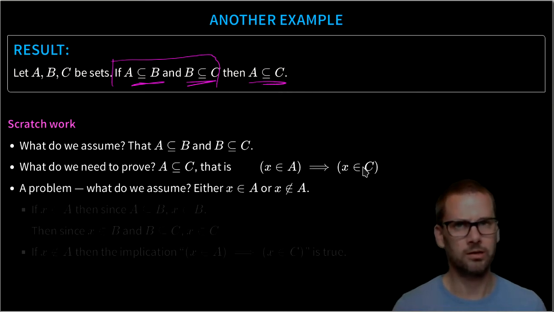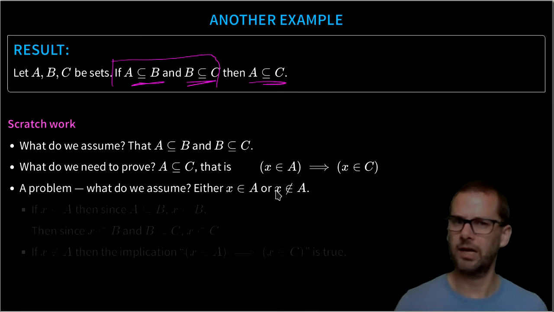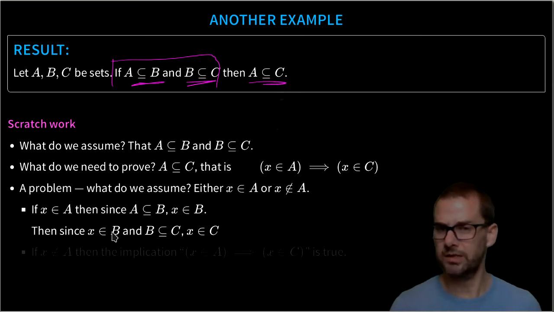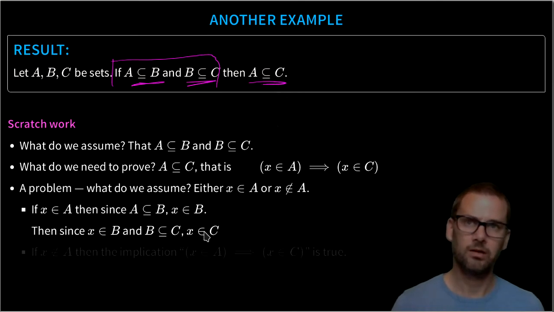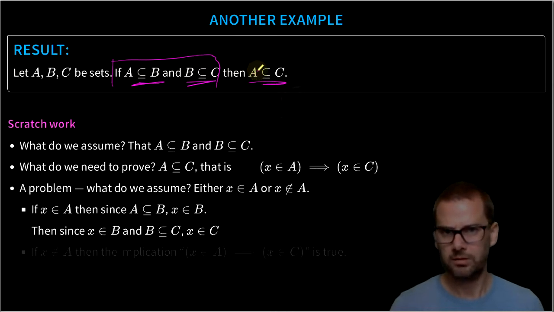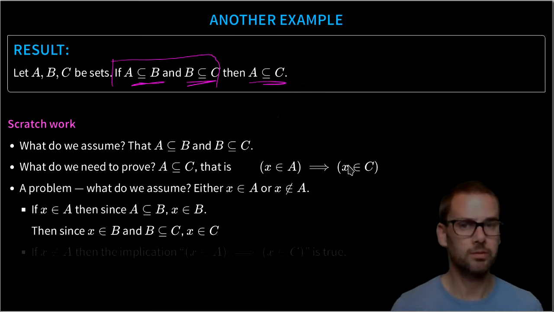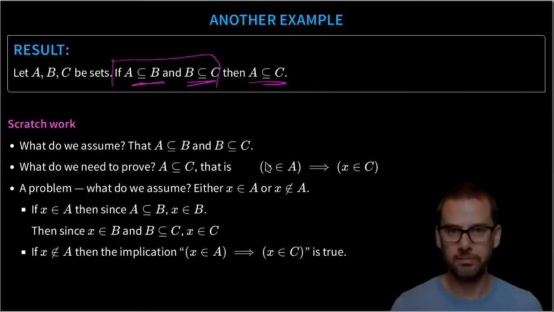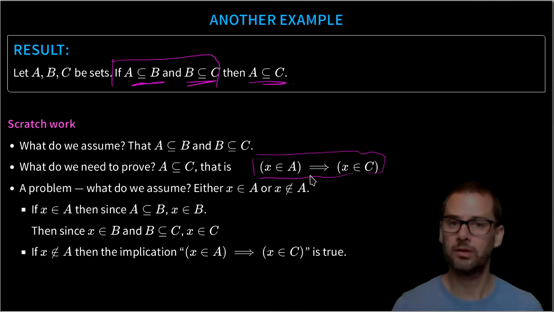So what do we assume here? Well, we can either assume that X is in A or not. If X is in A, then since A is a subset of B, which was one of our assumptions back here, it's in B. But because of this assumption here, since it's in B and B is a subset of C, we know that X is in C. So we've shown that if X is in A, then X is in C, which is what we need to prove. On the other hand, if X is not in A, then this implication, the thing that we need to prove, is true because the hypothesis would be false.